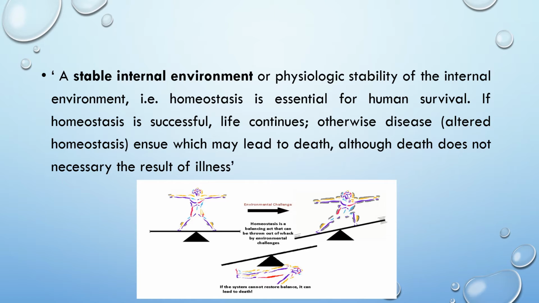So what is homeostasis? Homeostasis is the maintenance of nearly constant conditions in the internal environment. Therefore, in our body, it is essential for our survival, because if it is not successful, it can lead to diseases and even eventually death.